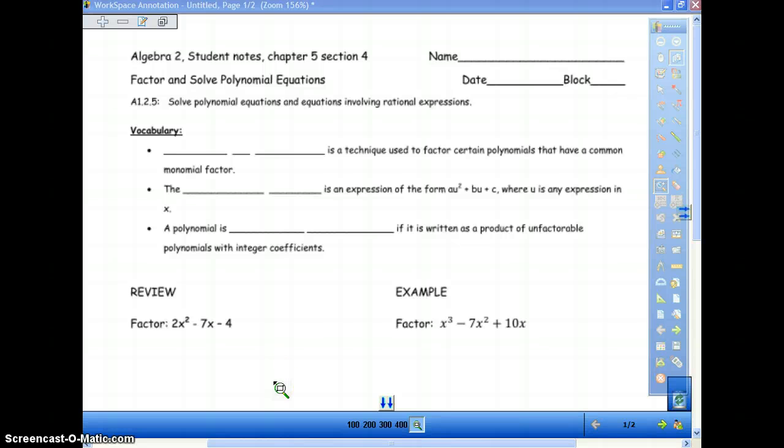Okay, so we're working on Chapter 5, Section 4, 5.4. We are factoring and solving polynomial equations. Our objective for today is to solve polynomial equations and equations involving rational expressions.